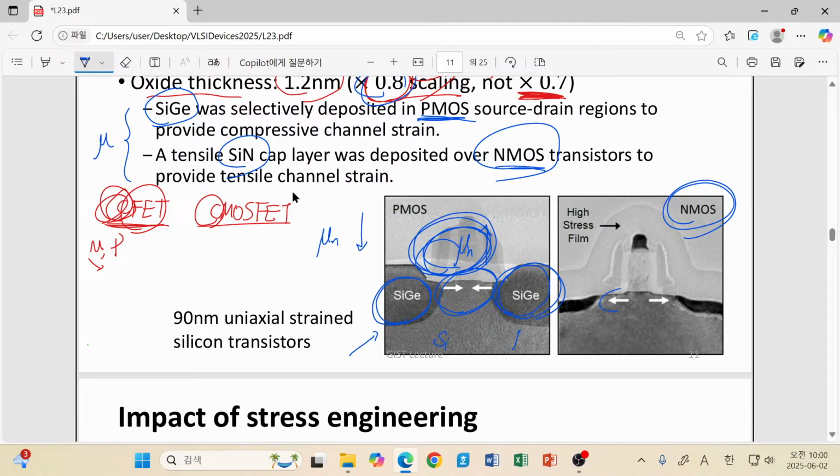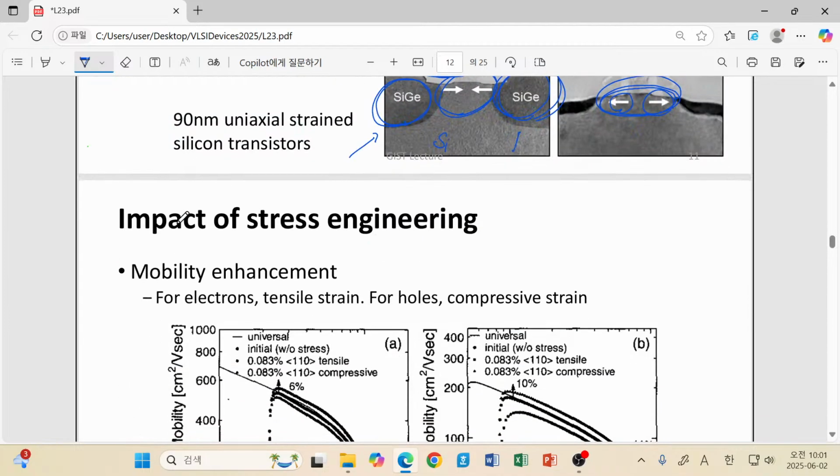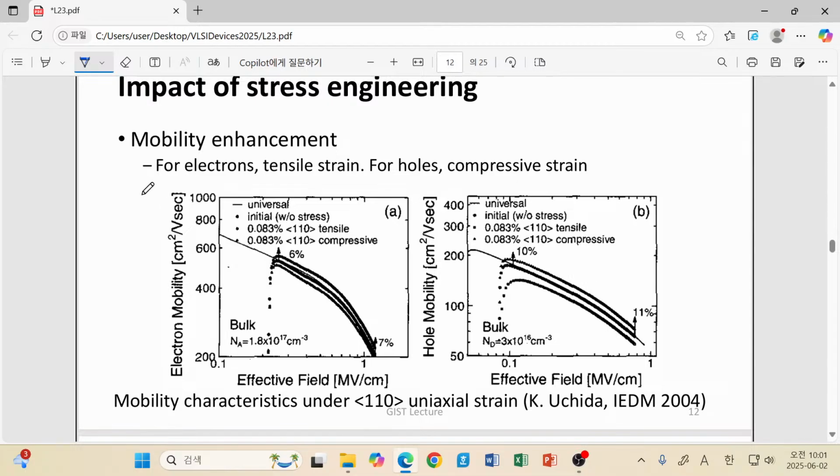So in this case, it is known that we need to have a tensile stressed silicon channel. So what we do here is this silicon nitride layer. The silicon nitride is placed so it has more volume, it is difficult to say, but by introducing this stressor, we can introduce tensile stress to our silicon channel.